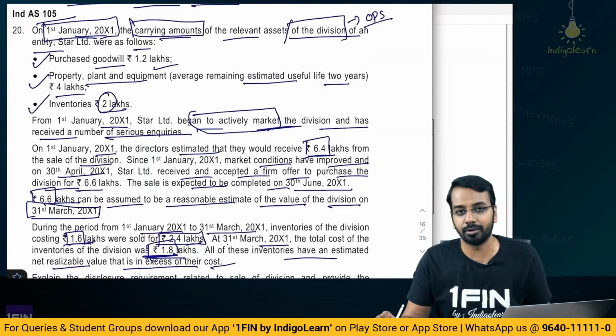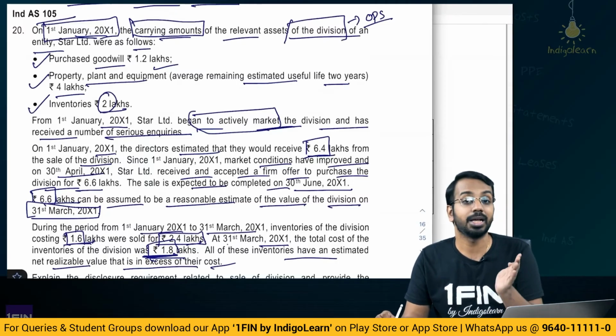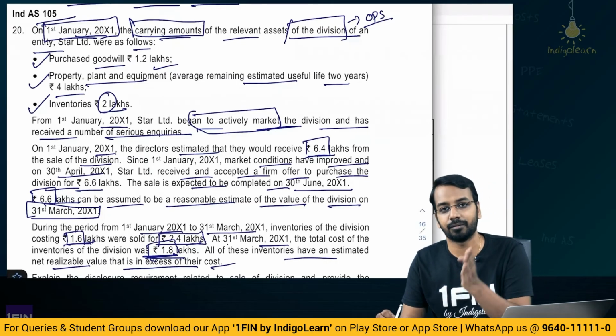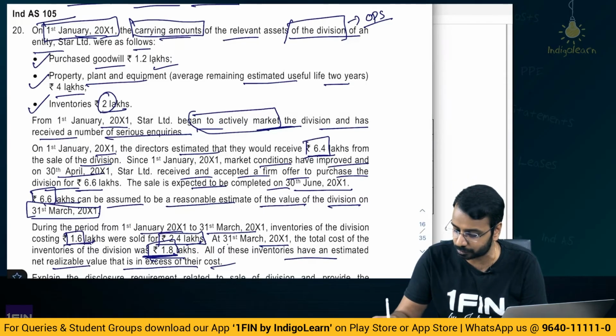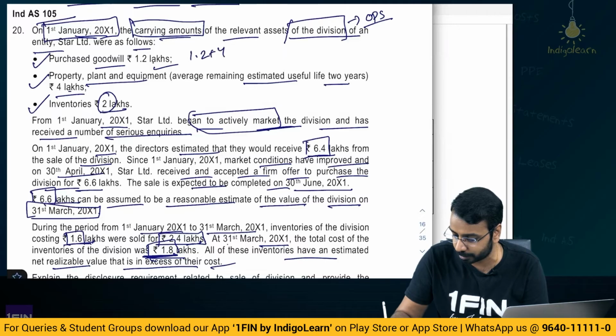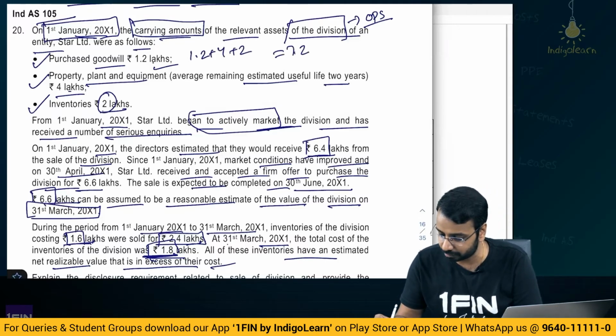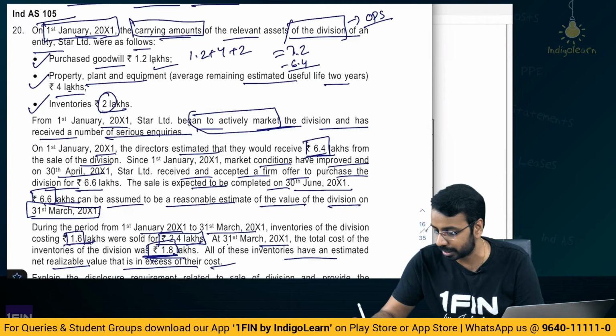On that date, what will you do? You will take the lower of carrying amount and the fair value less cost to sell. Now, what is the carrying amount? 1.2 plus 4 plus 2. This is 7.2. What is the realizable value on that date, less cost to sell? 6.4. So, 7.2 minus 6.4, you get 0.8 of loss. This loss is impairment loss.